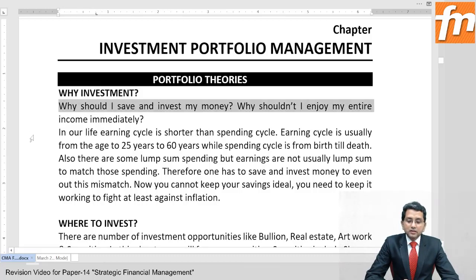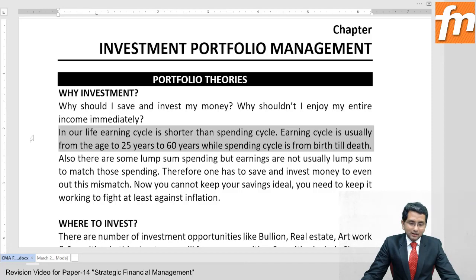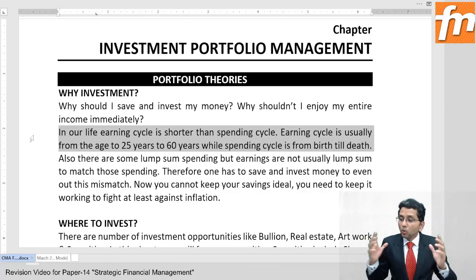And the reason here is very simple. There is a mismatch between your earning cycle and your spending cycle. Usually the earning cycle of an individual starts from the age of 25 years and ends at the age of 60 years. So the total earning duration is roughly 35 years. And suppose your age is 80 years. So you spend money for the entire time span of 80 years, while you earn money only for 35 years. There is a mismatch between your income cycle and your expenses cycle.